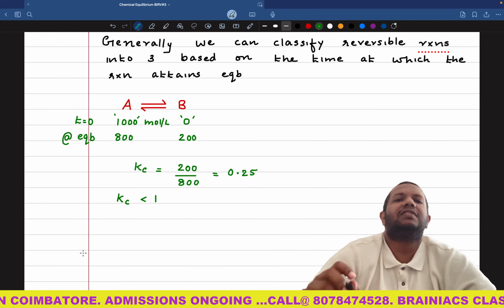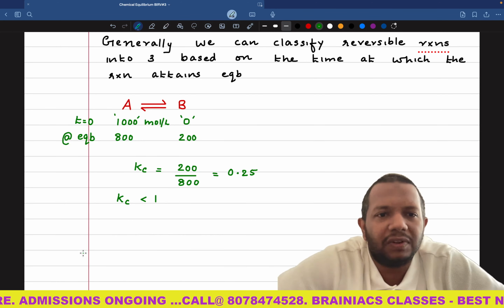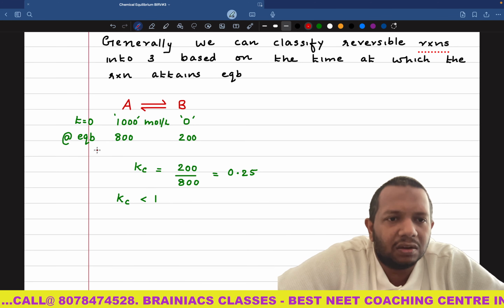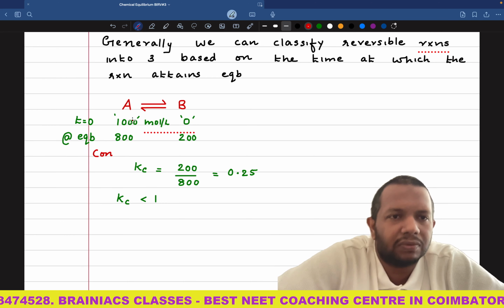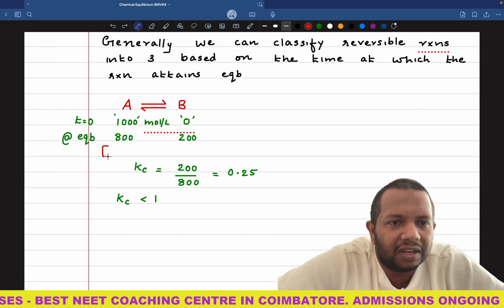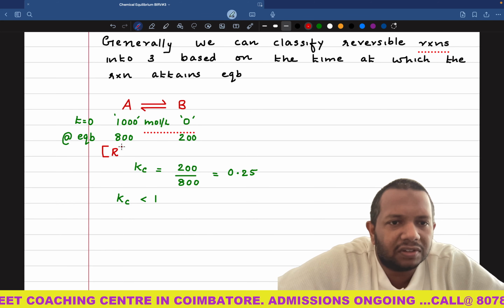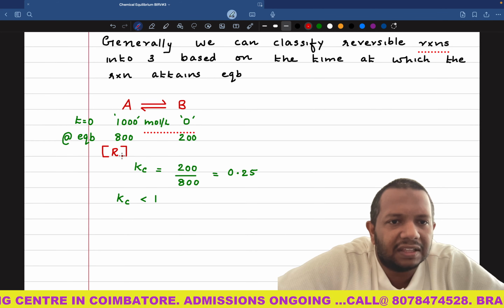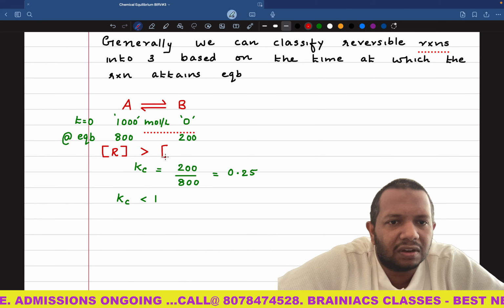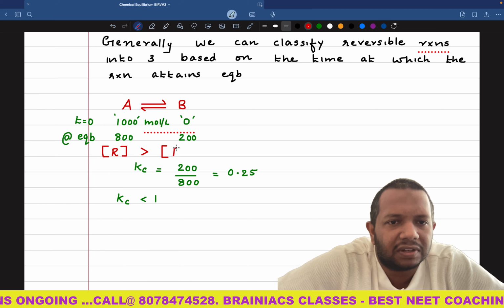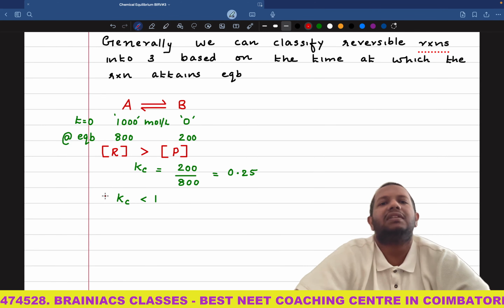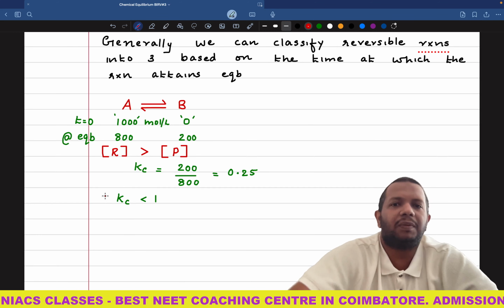Clear? So this is the first case where the concentration of reactants, I can write it here. At this point, at equilibrium, we can say the concentration of the reactants is greater than the concentration of the products. This is the first type of reversible reaction.